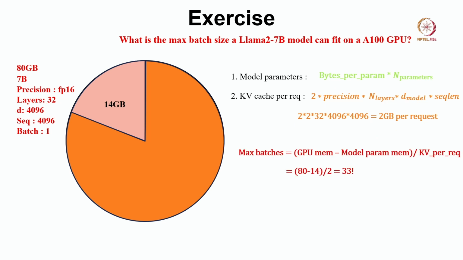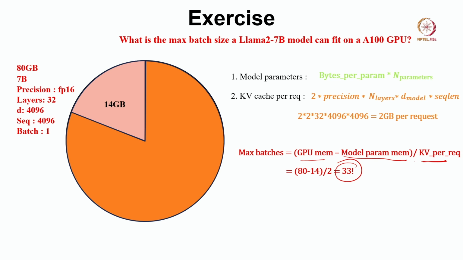Now we need to calculate the maximum batch size. Remember, we have 80 GB of memory on the GPU, and 14 GB is already required for the model parameters. If we divide the remaining memory by the KV cache per request, that will give us the maximum batch size. So that will give us 33.